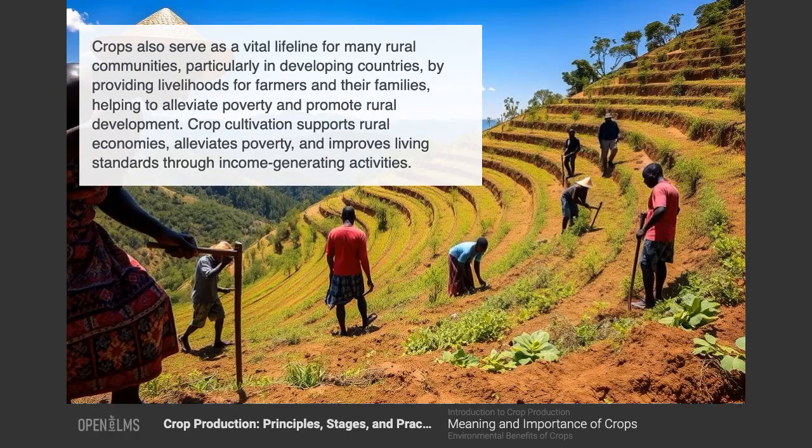Crops also serve as a vital lifeline for many rural communities, particularly in developing countries, by providing livelihoods for farmers and their families, helping to alleviate poverty and promote rural development. Crop cultivation supports rural economies, alleviates poverty, and improves living standards through income-generating activities.